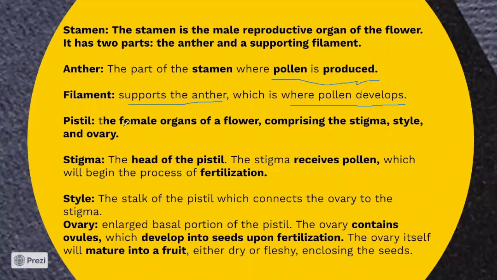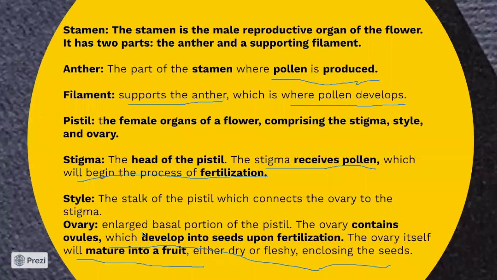Then we have the pistil or the carpel, the female organs of the flower, which has the stigma, the style, and the ovary. The head of the pistil receives pollen. So from the anther, supported by the filament, to the stigma, which will begin what we're talking about today, fertilization. Now, the style is the stalk of the pistil, which connects the ovary to the stigma. And the ovary is where the beautiful seeds go to live, and then mature into fruit.